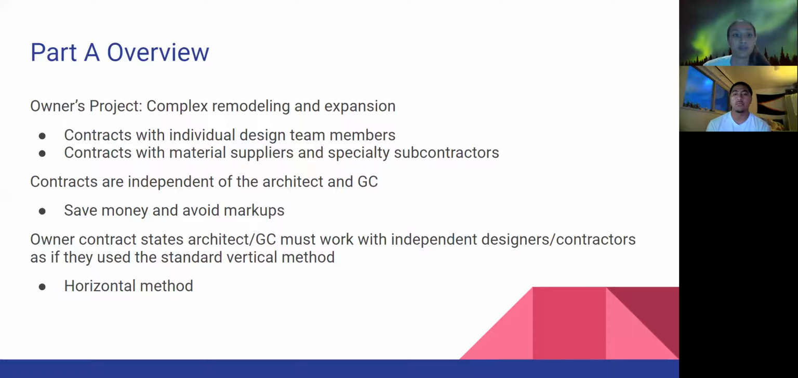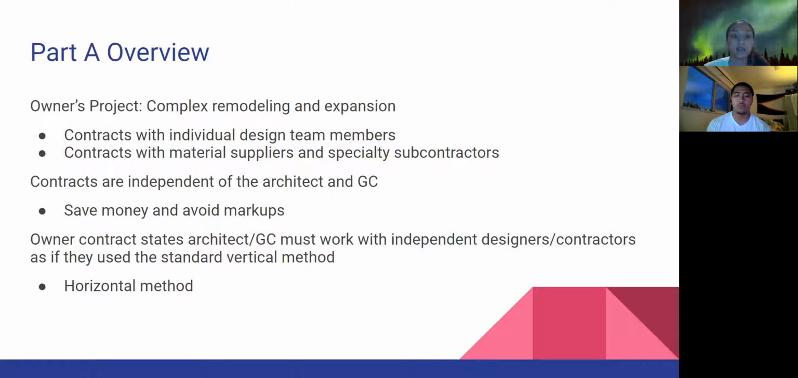Okay, so Part A overview. An owner decides to do a project that is pretty complex and has to do with remodeling and expansion of an existing building. He signs contracts with individual design team members, individual material suppliers, and specialty subcontractors. These contracts are independent of the architect and general contractor that he already has hired. He does this in order to save money and avoid multiple markups throughout the project.